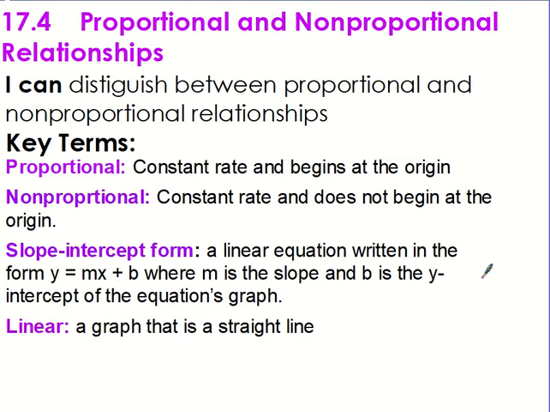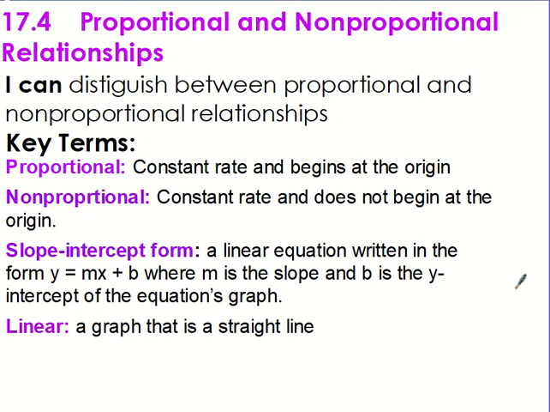So this is the last section of 17. We are just going to distinguish between proportional and non-proportional relationships. So just identifying based off their characteristics. So all the vocab or key terms should be things we've already talked about, right? Proportional will have a constant rate and it will begin at the origin.